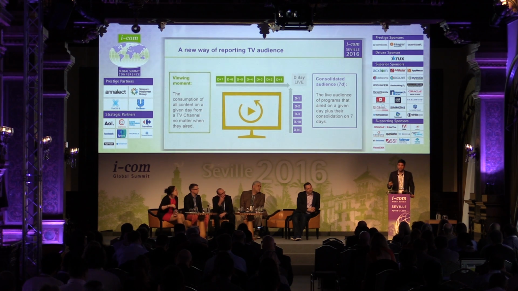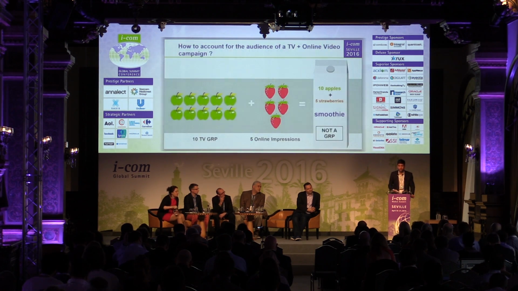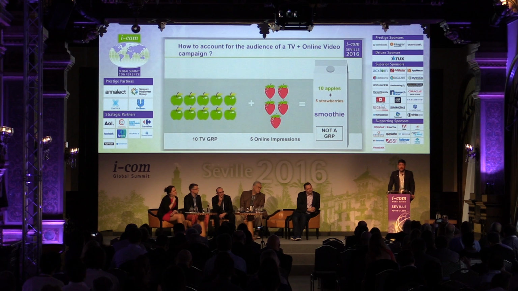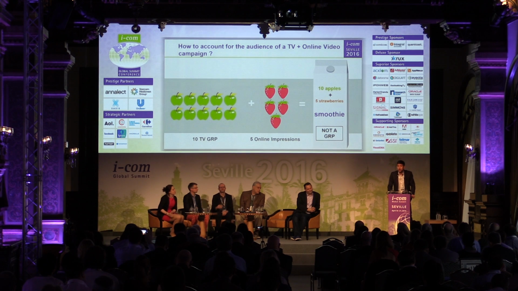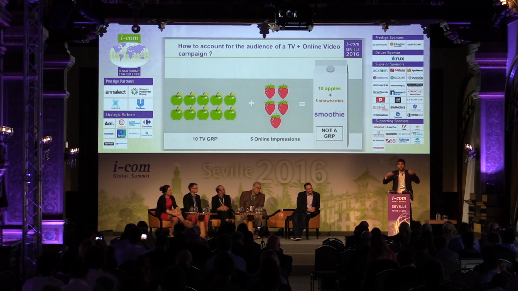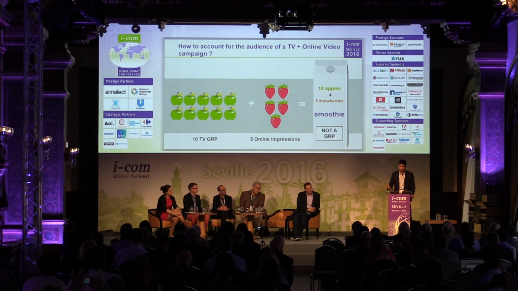So that was the first step for the editorial approach. Then came the question of the GRP, of the advertising measurement. You know TV has the GRP, online has the impression. You can take GRP and impression and make a delicious juice, but certainly not a GRP. So how should we make a TV plus online GRP? That was a big question that we solved a few months ago now.